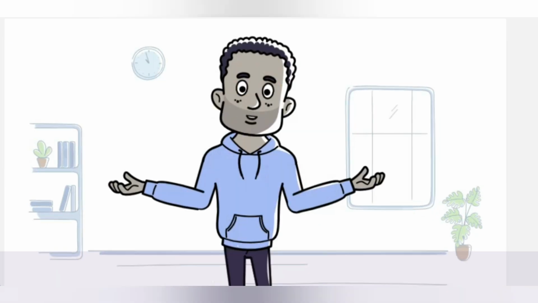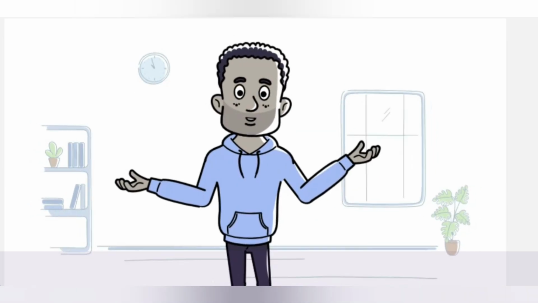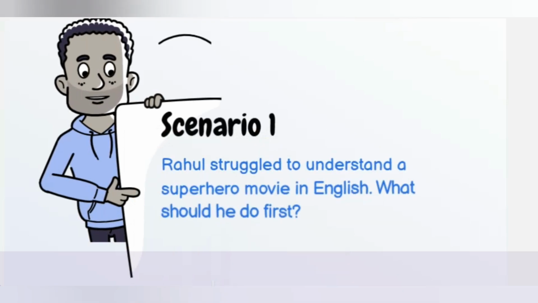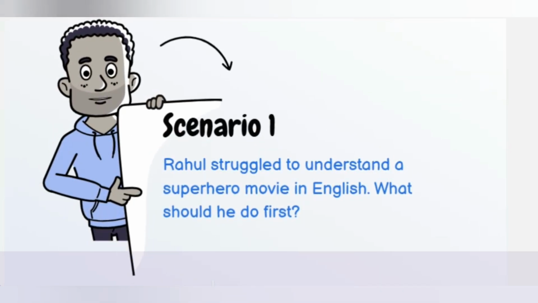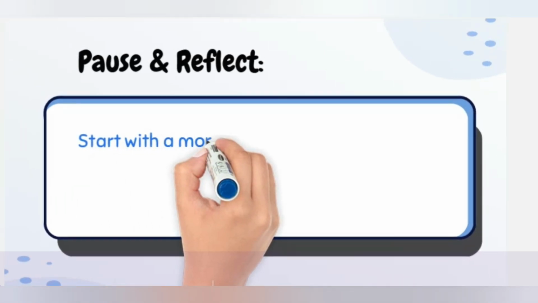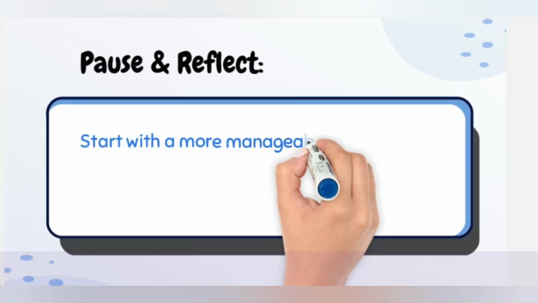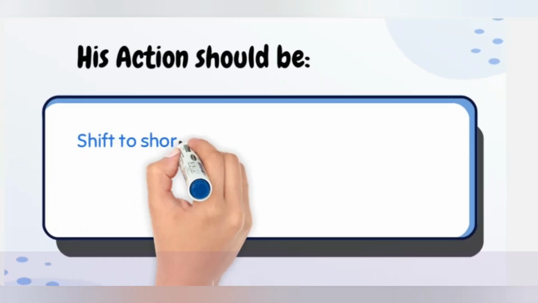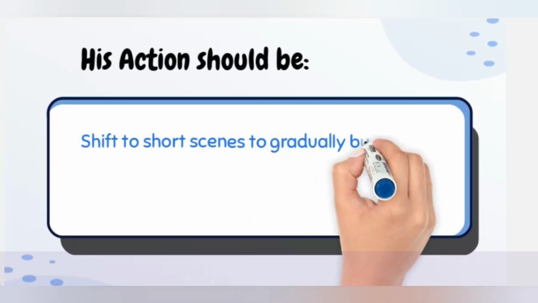Let's explore real-world examples to reinforce what we learned. Rahul struggled to understand a superhero movie in English. What should he do first? Pause and reflect. Start with a more manageable clip. His action should be: shift to short scenes to gradually build comprehension.